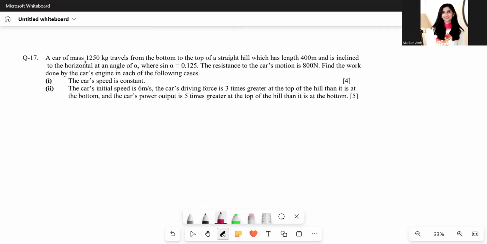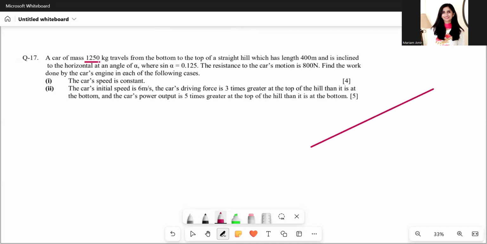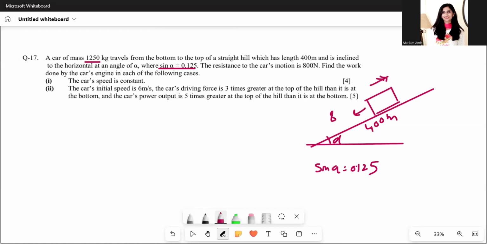A car of mass 1250 kg travels from the bottom to the top of a straight hill with a length of 400 meters and inclined to the horizontal at angle alpha, where sine alpha is equal to this. The resistance to the car's motion is 800 newtons. Okay, the car is going upwards, so the resistance would be downwards. Find the work done by the car engine in each of the following cases.